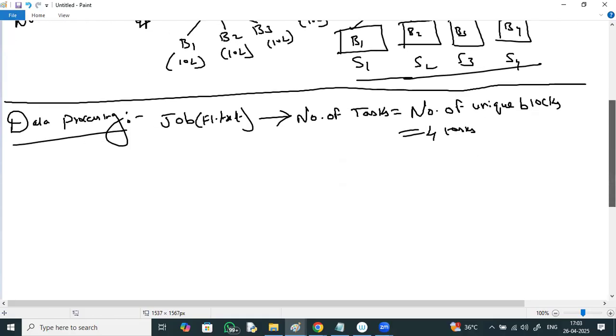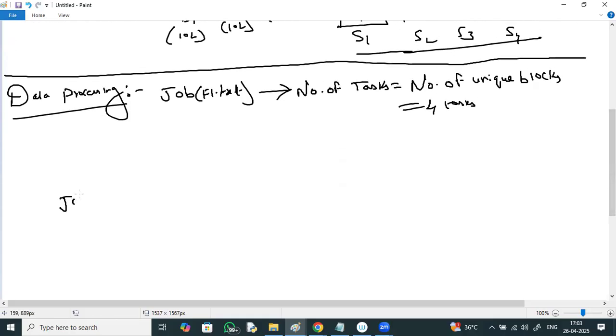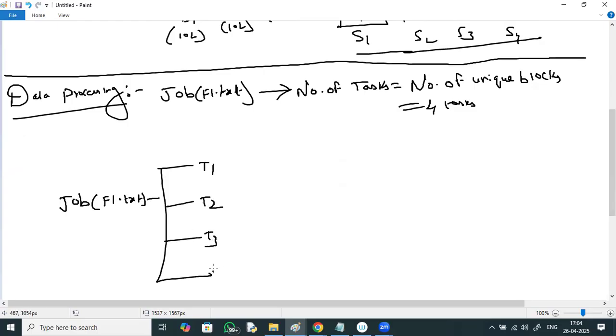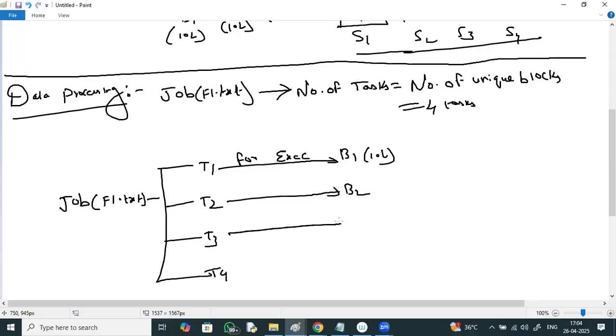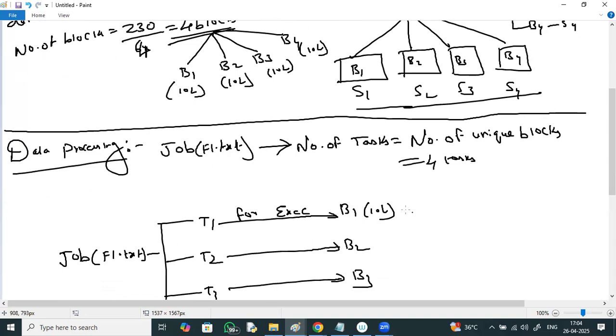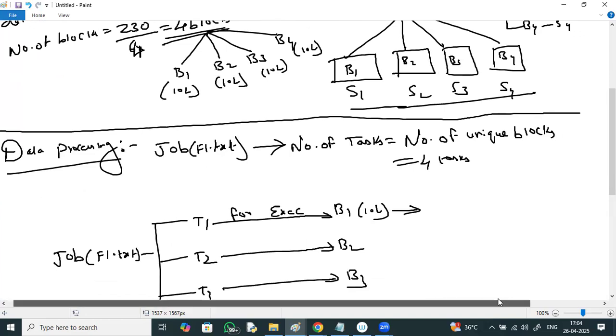The number of unique blocks is 4, which means tasks are also 4. You are trying to process f1.txt, and it is divided into 4 tasks: T1, T2, T3, T4. T1 task is for executing B1, which has 10 lakh records. T2 task is for executing B2. T3 task is for executing B3. T4 task is for executing B4. Now try to respond: who should execute this T1 task?